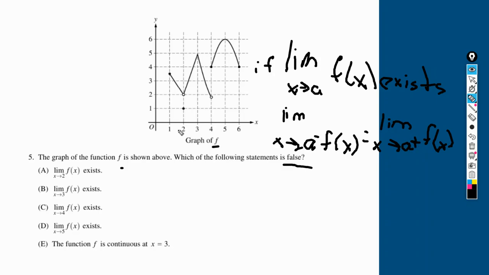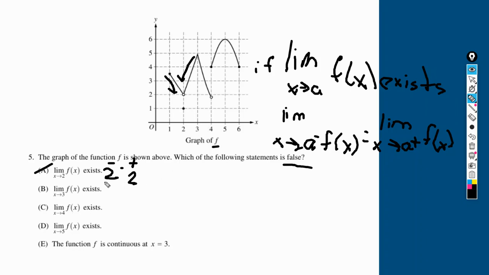So let's see if this holds the case for x equals 2. As we approach 2 from the negative direction, so this way, x to 2, f is approaching 2. So I'm going to make a little minus and a little plus here. For 2, the negative limit is 2. And the positive limit from this side is also 2. So the limit as x to 2 of f of x exists. The statement is true. It's 2. So it is not false. We can get rid of it.